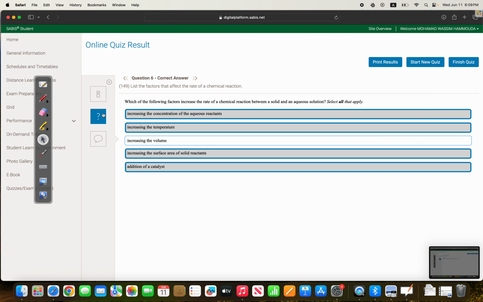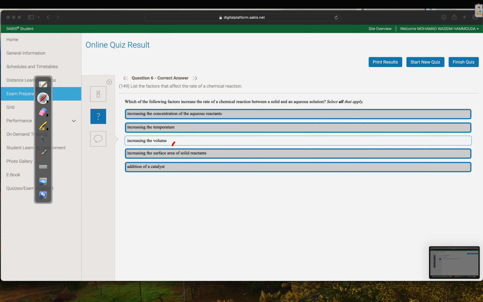Number 7. Which of the following factors increase the rate of a chemical reaction between a solid and an aqueous solution? Increasing the concentration of the aqueous solution will result in an increase in collisions, an increase in effective collisions, and in turn an increase in the reaction rate. Increasing the temperature will increase the collisions, increase the effective collisions, increase the rate of reaction. Increasing the volume only works for a gas. Only gas.